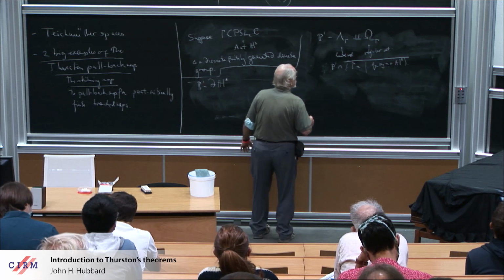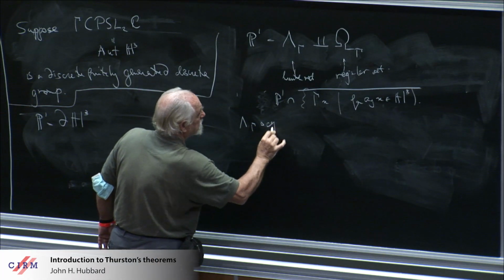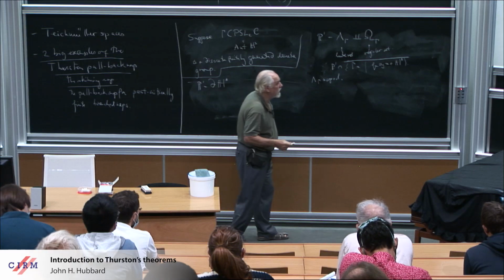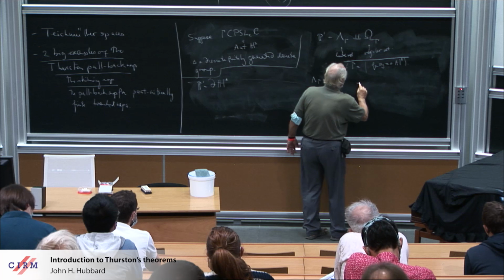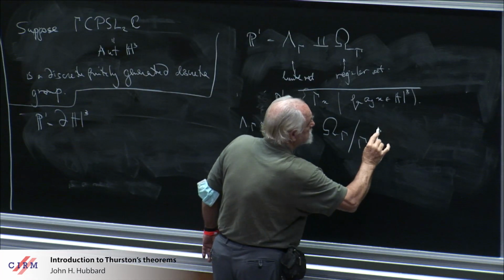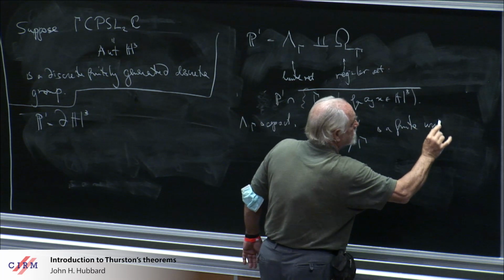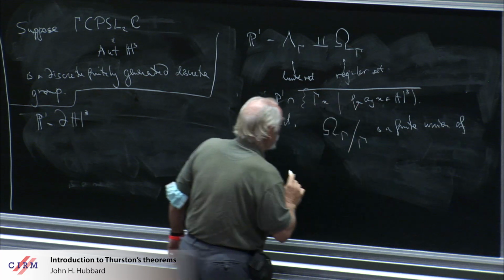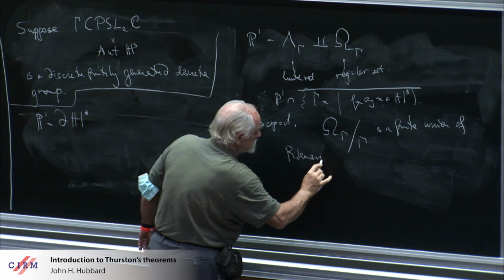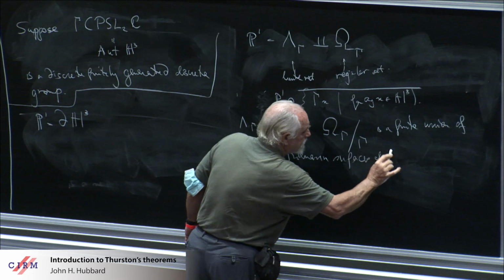And lambda gamma is compact. So omega gamma is open. And Ahlfors proved that omega gamma over gamma is a finite union of Riemann surfaces of finite type.